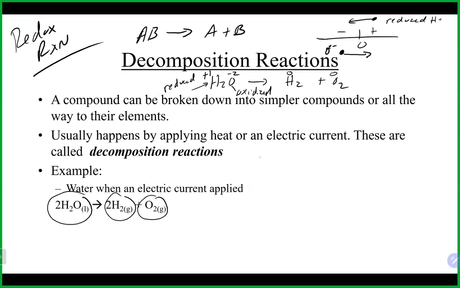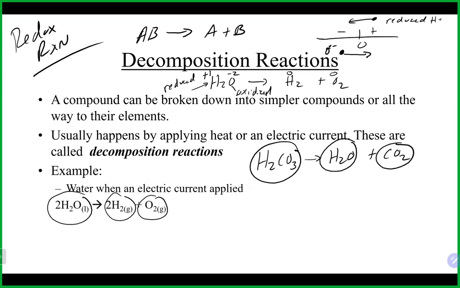Now, if you have something like carbonic acid, for example, carbonic acid will very quickly break apart into water and CO2. Again, one thing makes multiple things. So decomposition is really like basically the direct opposite reaction of synthesis. Synthesis, you put it together. Decomposition, you break it apart.